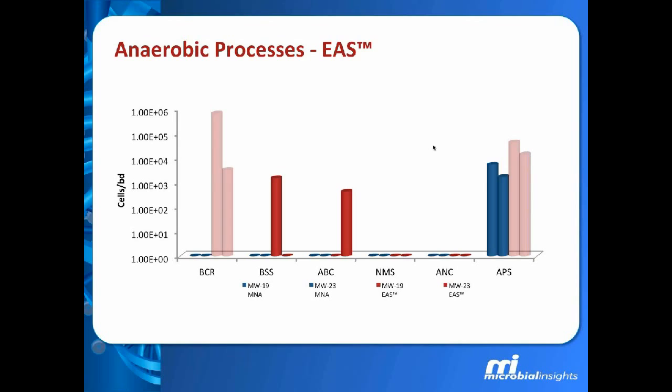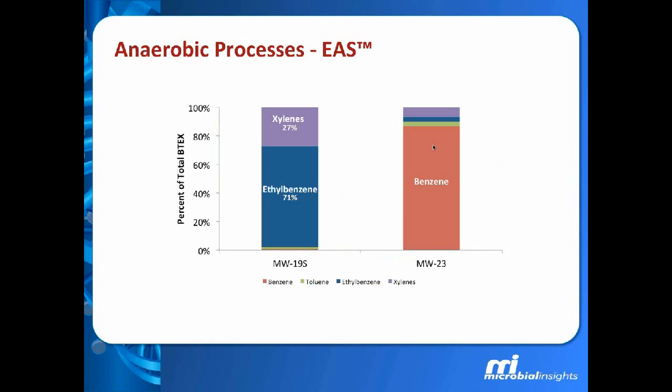So when we look at the data, the first question that we ask is, why was ABC detected in the BioStim unit deployed in 23 but not in 19, and vice versa? Why are we seeing BSS in 19 but not 23? Well, actually it corresponds really well to what we saw with the contaminant concentrations. At MW23, where the ABC genes were detected, benzene was the predominant BTEX compound present, while at MW19S, the alkyl substituted benzenes, ethylbenzene and xylene, which serve as substrates for the BSS enzyme, were the predominant volatile organic compounds.